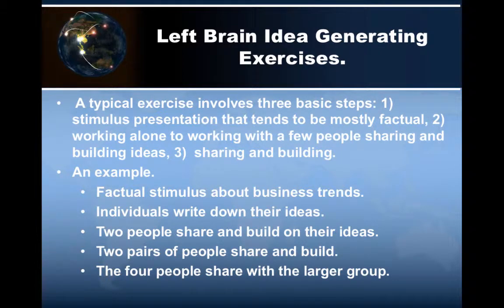Some examples. Typically, there might be factual stimulus about business trends. Then individuals are asked to write down ideas based upon what they've just learned about ideas that could help achieve the vision for success. They do that for 10 or 12 minutes, and then 2 people in the group of 4 pair up and they share and build on each of their ideas, and then 2 pairs of people, now 4 people, work together to share and build. So it's a 1 to 2 to 4 sort of building process, and then the 4 people share with the larger group of other groups of 4 people.